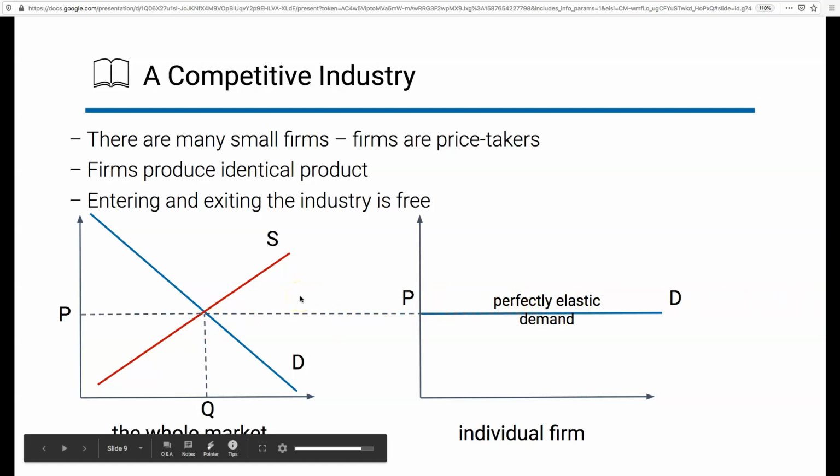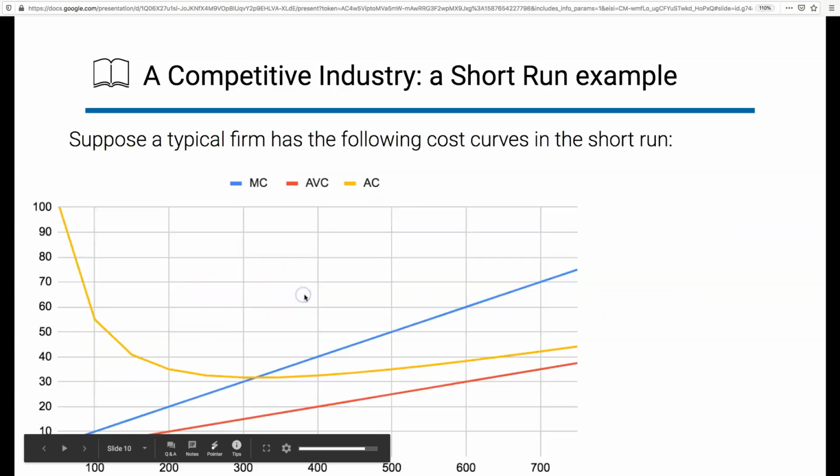And before we talk about what happens in this model in the long run, let's look at something that we've already seen before: a firm in the short run in a competitive industry. So suppose that you have a firm that has blue marginal costs, red average variable costs, and yellow average total costs in the short run. And for instance, let's see what happens in this example when price equals 50.